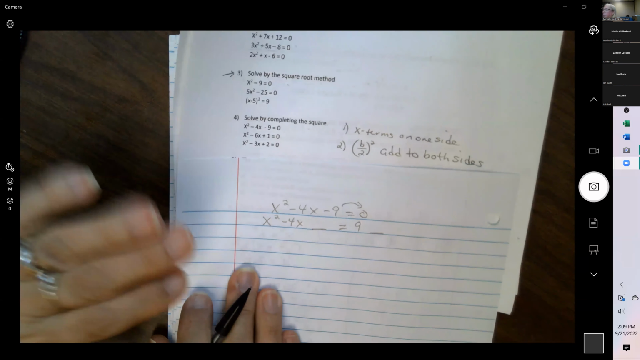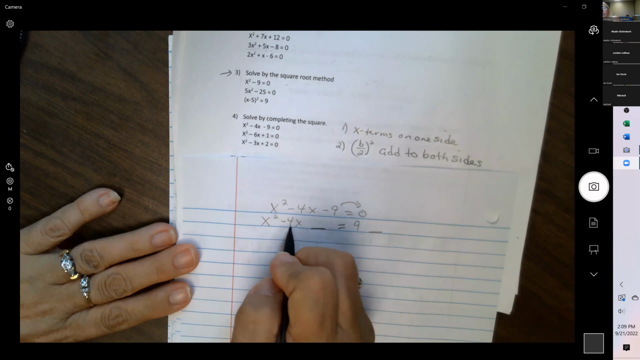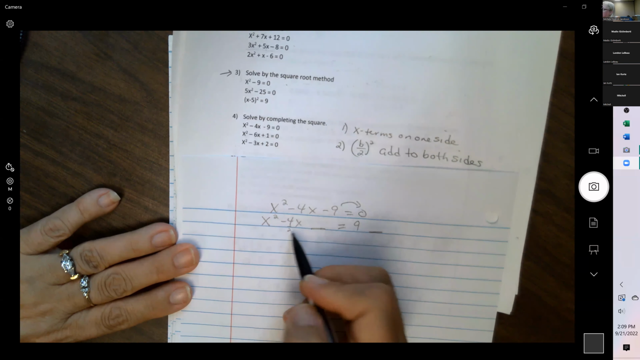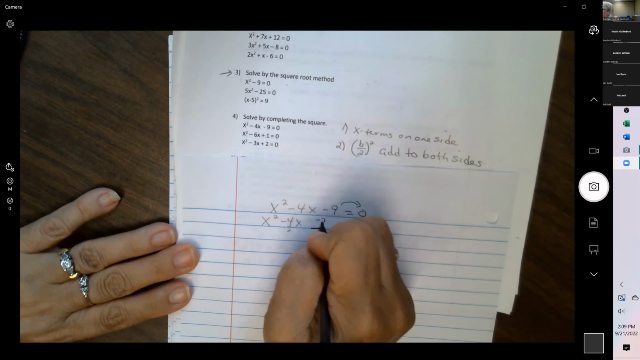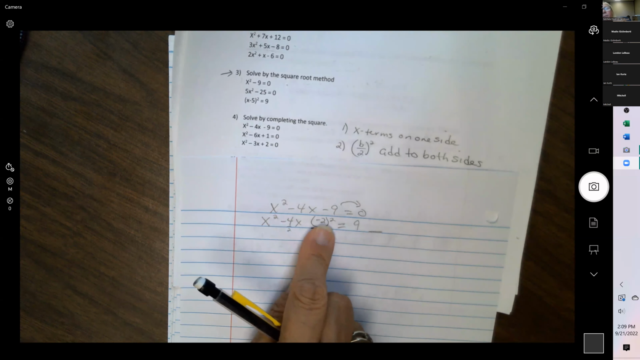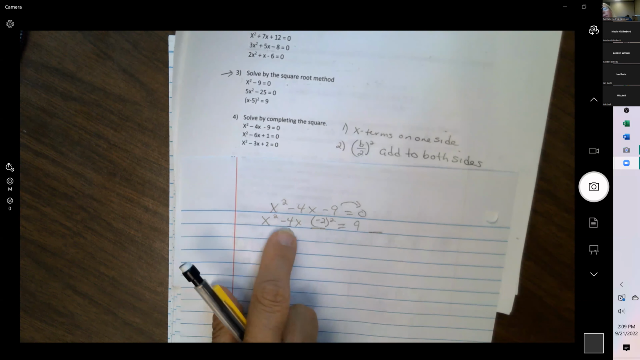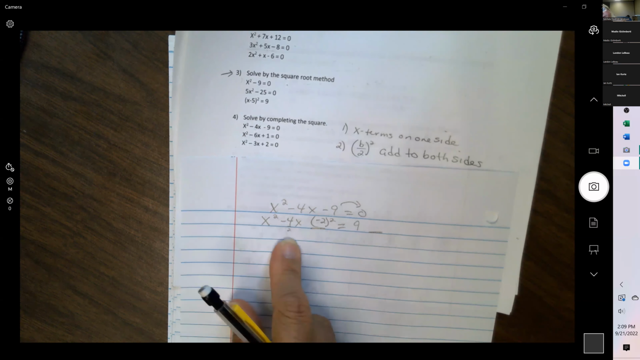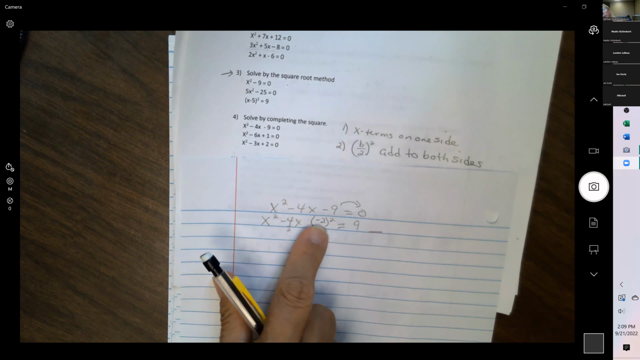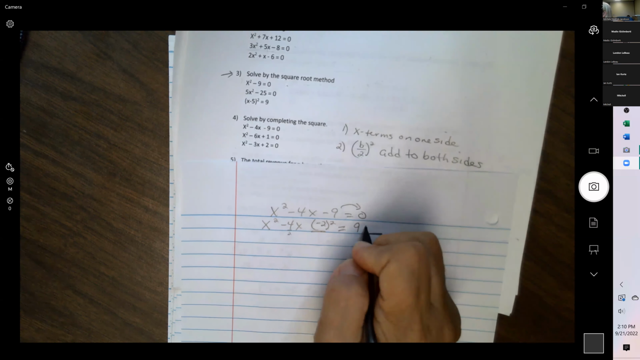Now the next thing we do is we take the middle term and divide by 2. So we're taking this 4, we divide it by 2. Negative 4 divided by 2 is a negative 2 squared. Now I always write this value here because when you go to factor, it's going to be that value. So you take your middle term, divide it by 2, and then square it. Negative 2 squared is a positive 4.